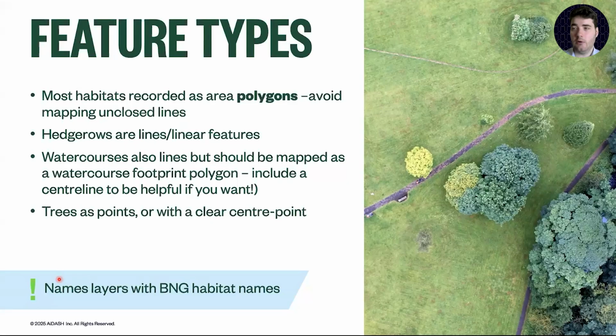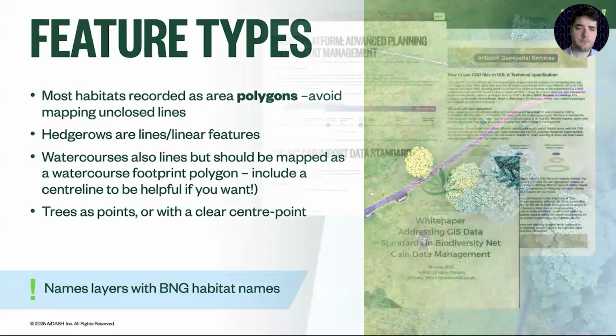Ideally, all of these things will be in their own layers, and those layers will be named with the BNG habitat name that exists in the DEFRA metric. So it'd be great to download that metric, work out what all those habitat names are, especially for the urban habitats, and try to fit everything into those for a BNG plan. I know that's a big ask, but that will be really helpful for speeding things up.